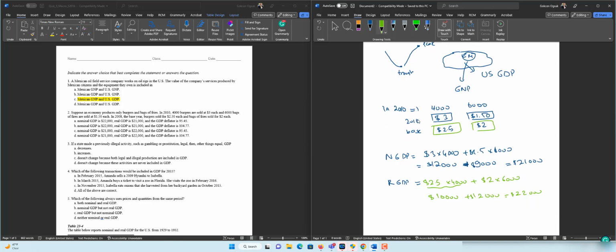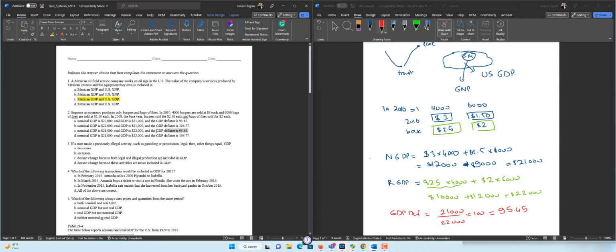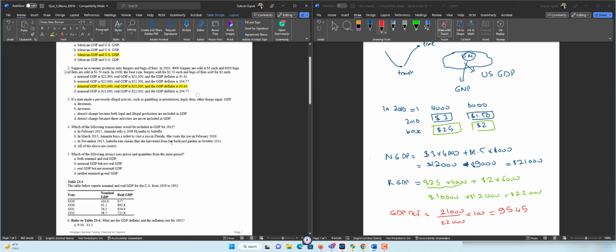So the right answer is nominal GDP 21,000, real GDP 22,000, and the last part is going to be the calculation of GDP deflator. GDP deflator is equal to nominal GDP 21,000 divided by real GDP 22,000 times 100, which is going to be 95.45. So we can now highlight the right answer. Right answer is C. Next question.